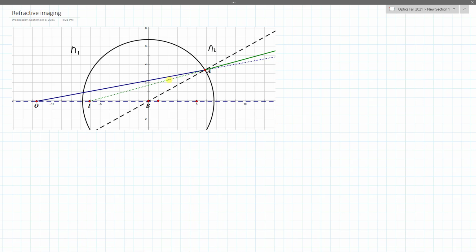And that would be the backward extension of that green line, the dotted line that intercepts with the horizontal axis here. So that one point there is our image. So it is a virtual image, as the ray never really originated. The green ray never originated from that point. The blue ray simply bends into the green ray. All right. So now to derive the formula, let's do some definitions.